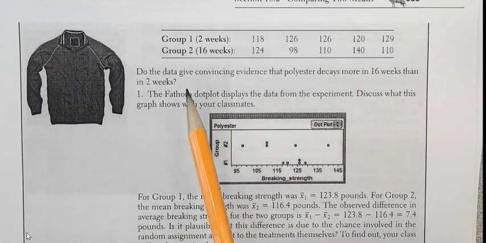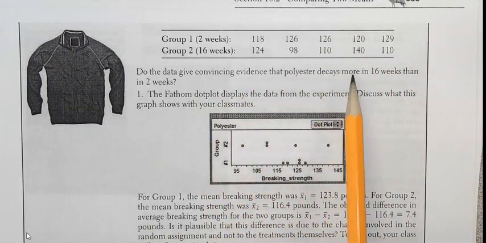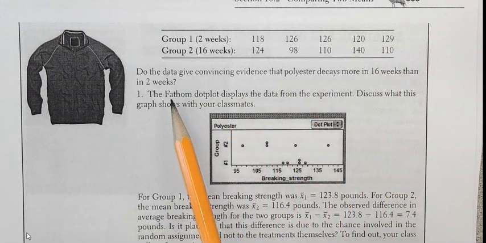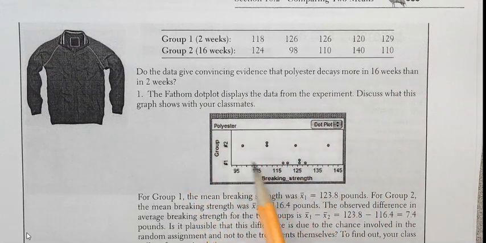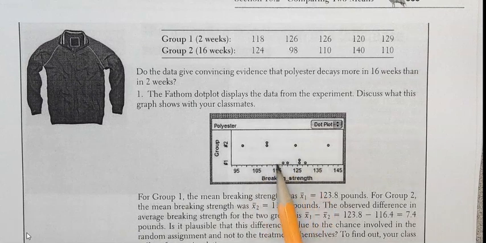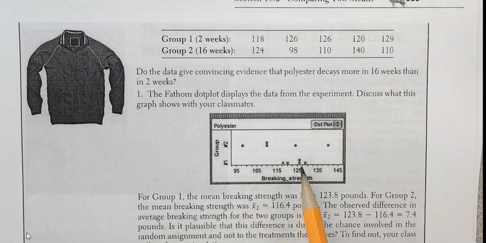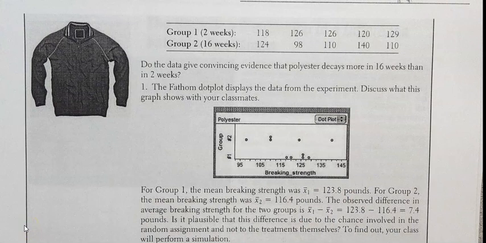And then it says, do the data give convincing evidence that polyester decays more in 16 weeks than in 2 weeks? So they created this plot for us. They basically made what's called a phantom plot, but it's basically two dot plots above each other. Here's one dot plot, here's the other dot plot. Take a minute to look at that and see if you can make any assumptions about what's happening with the strength level when we compare these two dot plots. Again, pause the video and see if you can figure out if one looks stronger than the other.